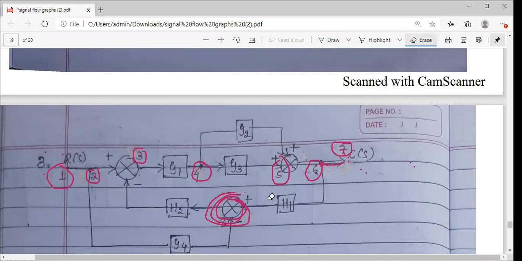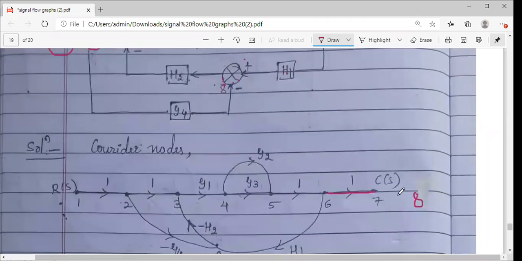You can see in the block diagram, between 7 and 8 there is no connection. Between 6 and 8 you will find an H1 block, so between 6 and 8 you will get a connection. What about 7 and 8? You don't have any connection here. You would have to leave it blank.